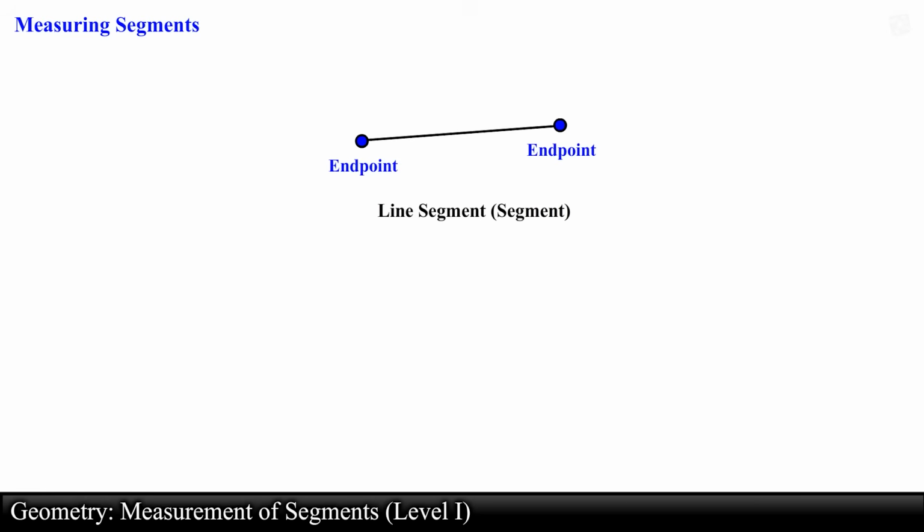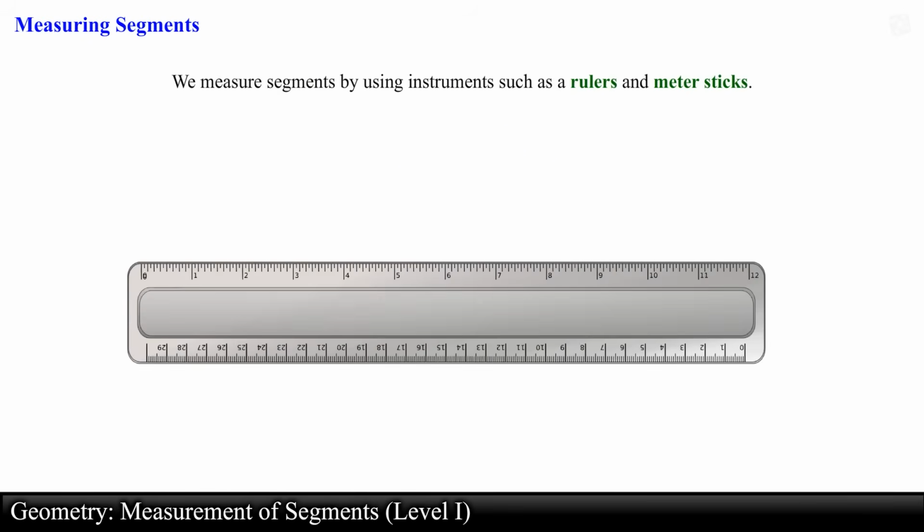In the previous video, we defined a line segment, also referred to as simply a segment, as a straight line that is made up of points that has a definite beginning and end. These 2 points are referred to as the endpoints of the segment. Because segments have a definite beginning and an end, they can be measured and have a unique length. We measure segments by using instruments such as rulers and meter sticks.